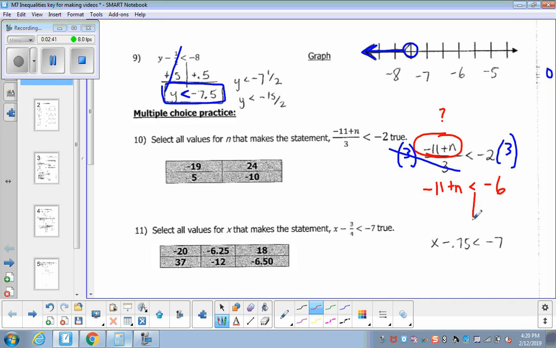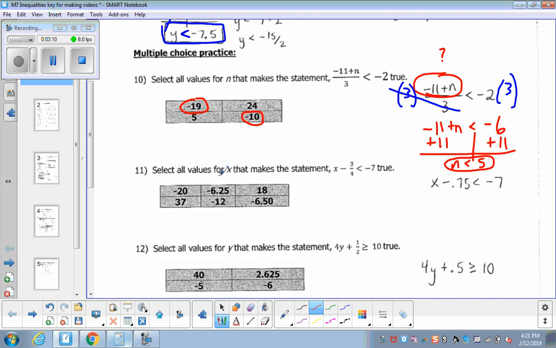Now, to get rid of this constant, we're going to add 11 to both sides. All right? We added, so we don't need to flip the symbol, and a -6 plus 11 is going to be a +5. So now what we want to do is select all of the answers that are less than 5. Over here, we have a negative number that's less than 5 and another negative number that's less than 5, and those would be the 2 answers.